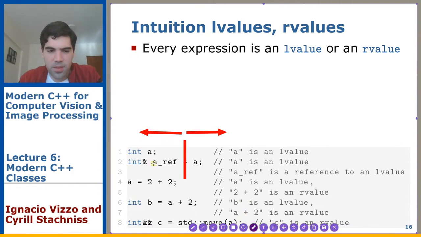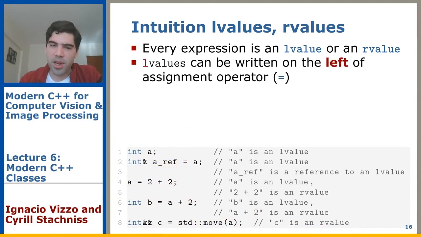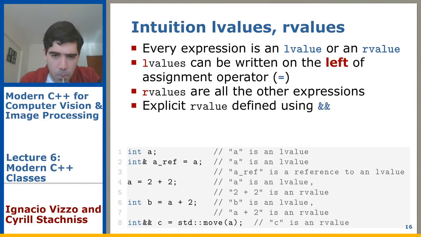This is L value, L value, L value, L value. This is going to be R value, R values, R values. So whatever is to the right is going to be an R value. L values can be written on the left of the assignment operator, and R values are all over the expression. If you want to explicitly use an R value, then you would use the double ampersand. This looks weird, but it's part of the syntax. It's part of the rules of the language.